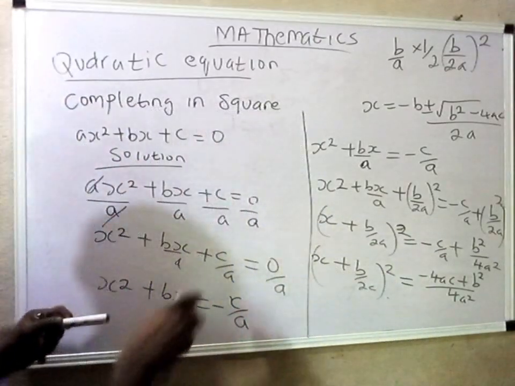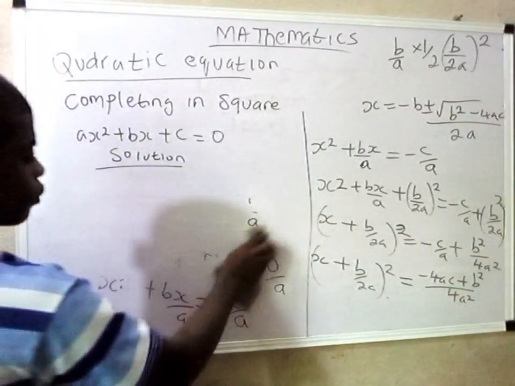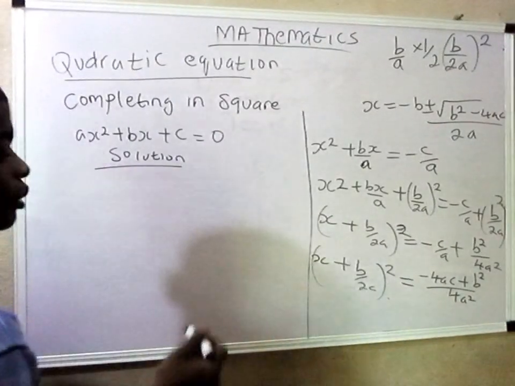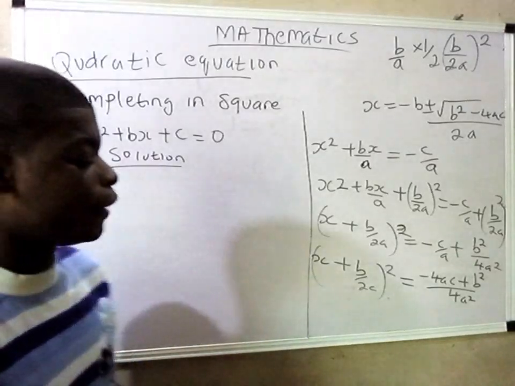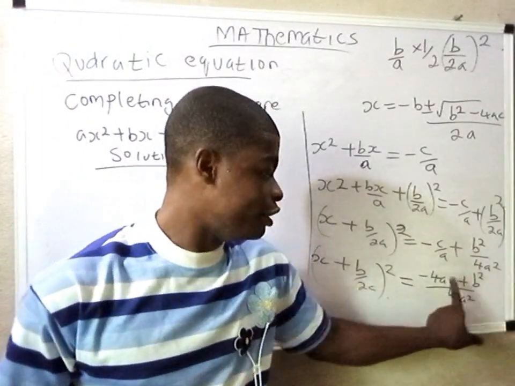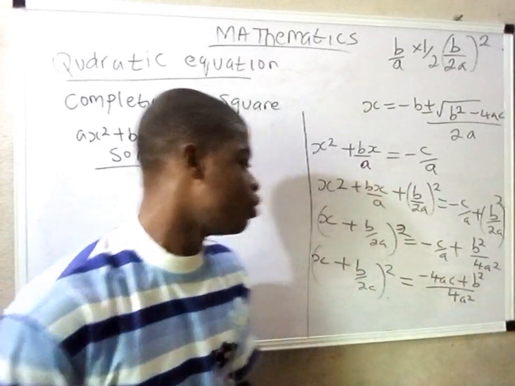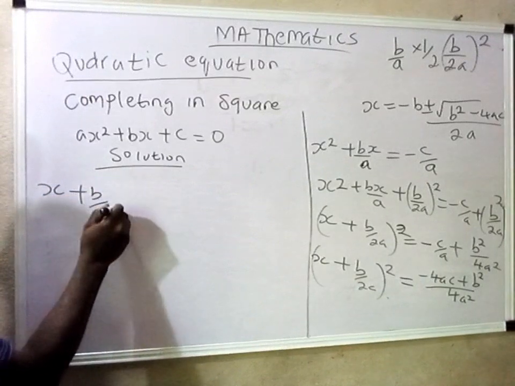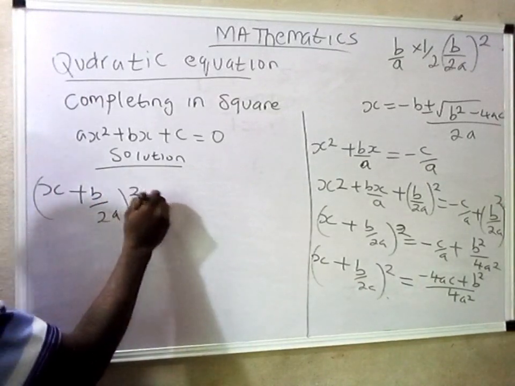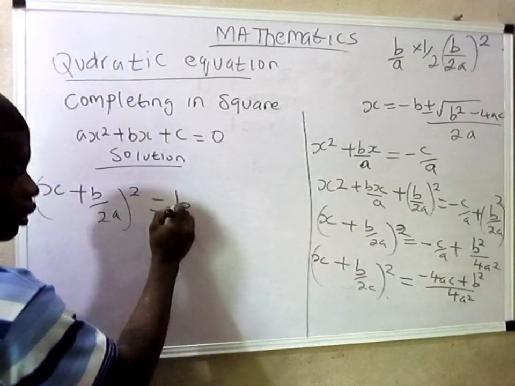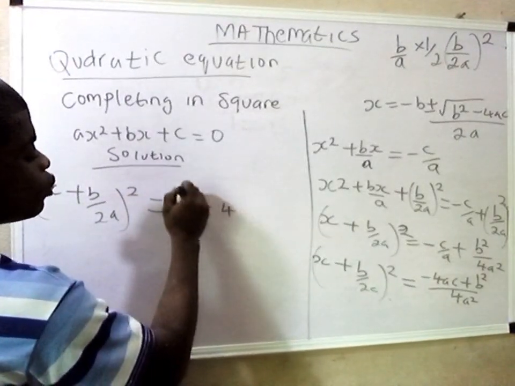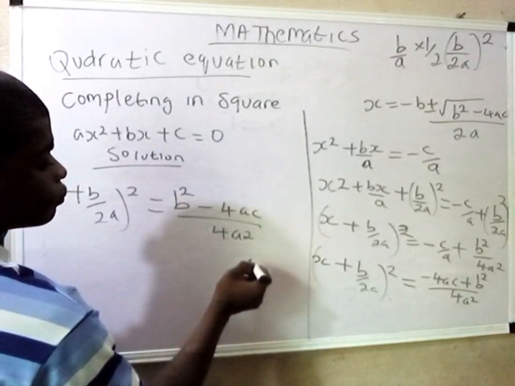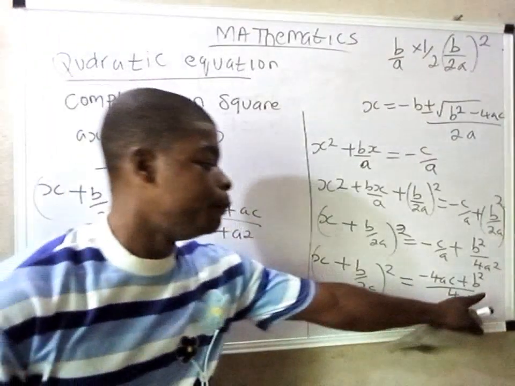So let's clean this side by solving further. The next step is to write this b squared this way and take this minus 4ac this way. So it will be x plus b over 2a all squared equals b squared minus 4ac over 4a squared. See, I told you to bring this b squared this way.